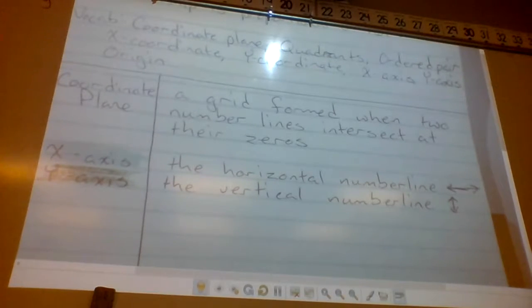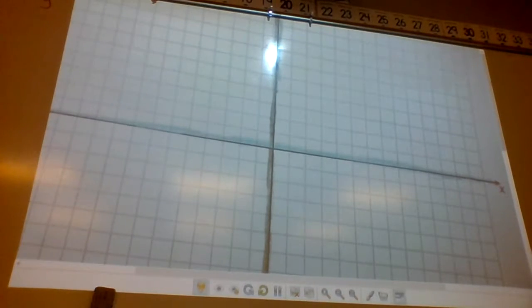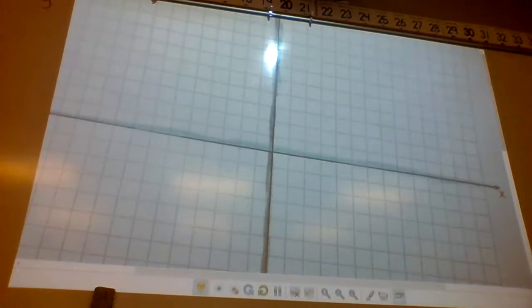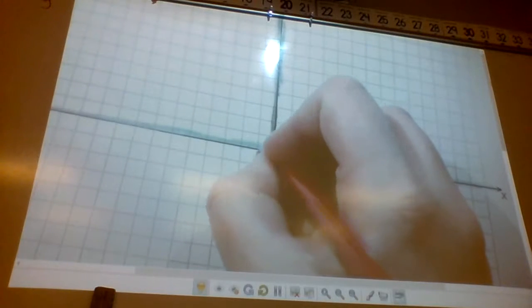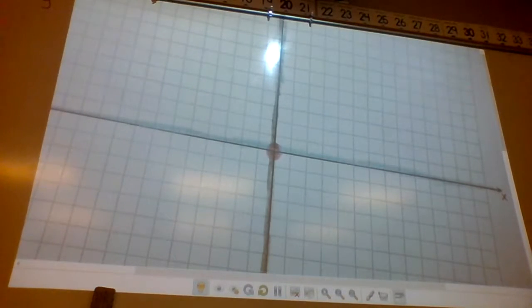Alright, look at that coordinate plane. What is this in the middle? It's where these two intersect, right? Take your lead, put a nice big dot on that. What is that place called? The origin. It's 0, and 0 is where we start all number lines, right? Is where we base all number lines around is 0.